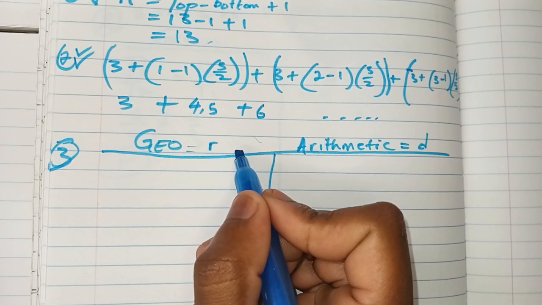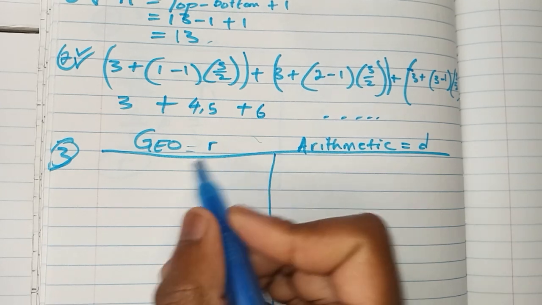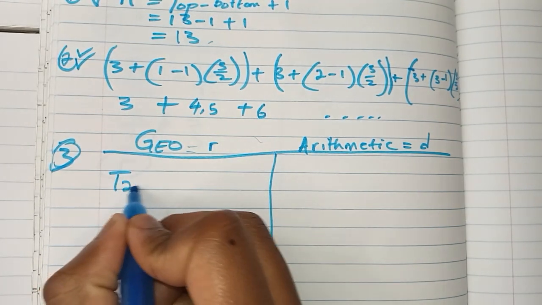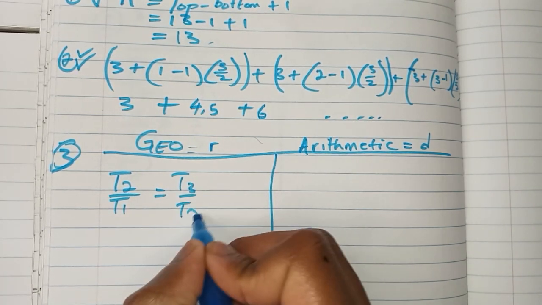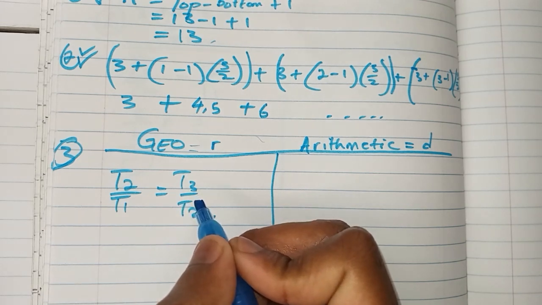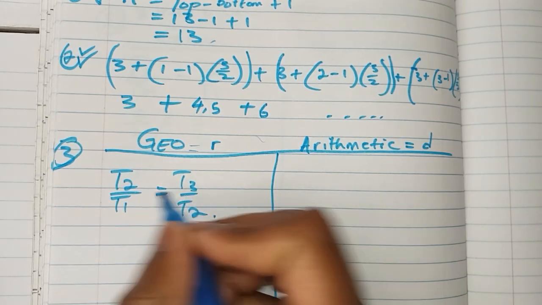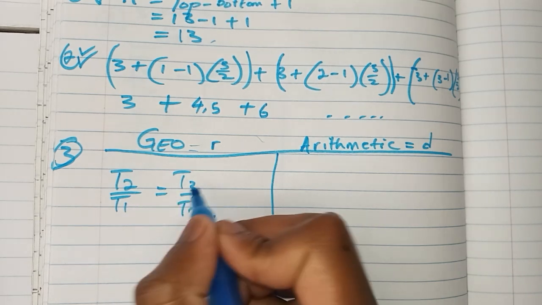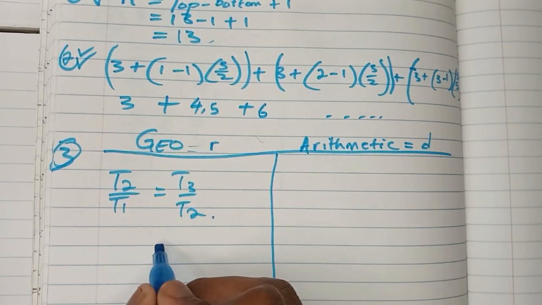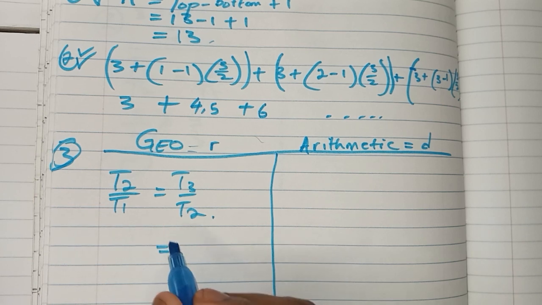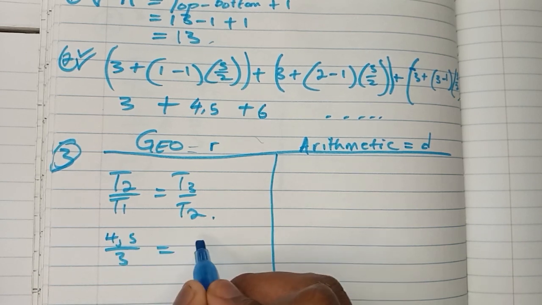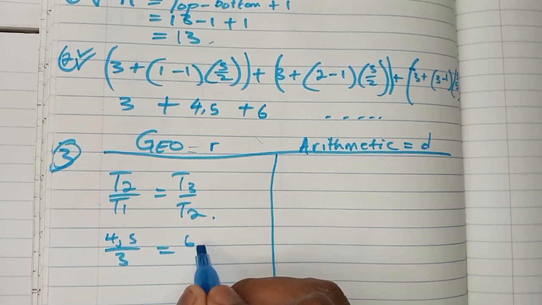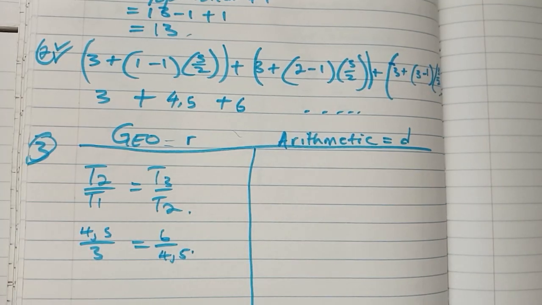Now, for us to find the ratio of a geometric series, we would say T2 over T1 is equal to T3 over T2. The T stands for term, right? Term 2 over term 1 is equal to term 3 over term 2. So we substitute in real values. We are going to say 4.5 over 3 is equal to 6 over 4.5. I don't want to conclude just yet, but I want to show you something.